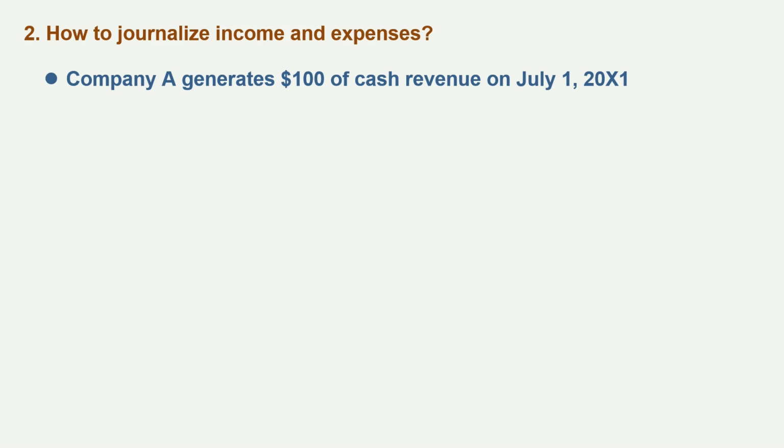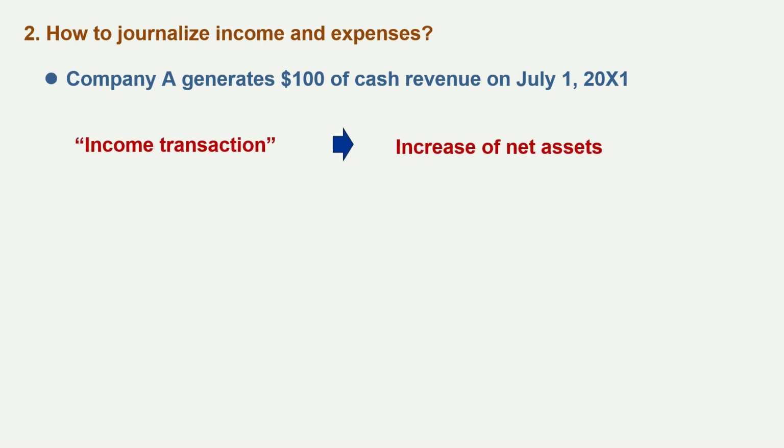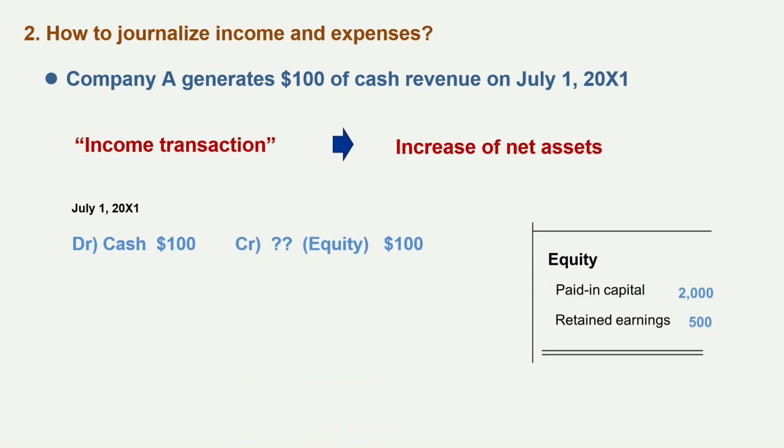This transaction is clearly income. Yes, income leads to an increase in net assets, so there should either be an increase in assets or a decrease in liabilities. In this case, we have an increase in cash on the asset side in the journal entry. Balance sheet principles say that if net assets go up, equity should go up by the same amount. So which account in equity should go up?